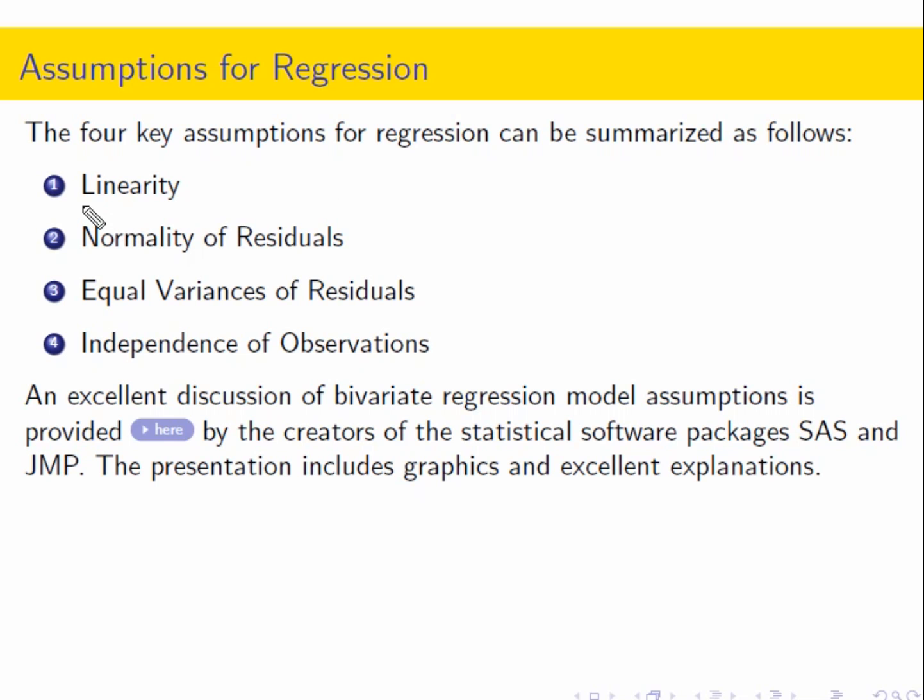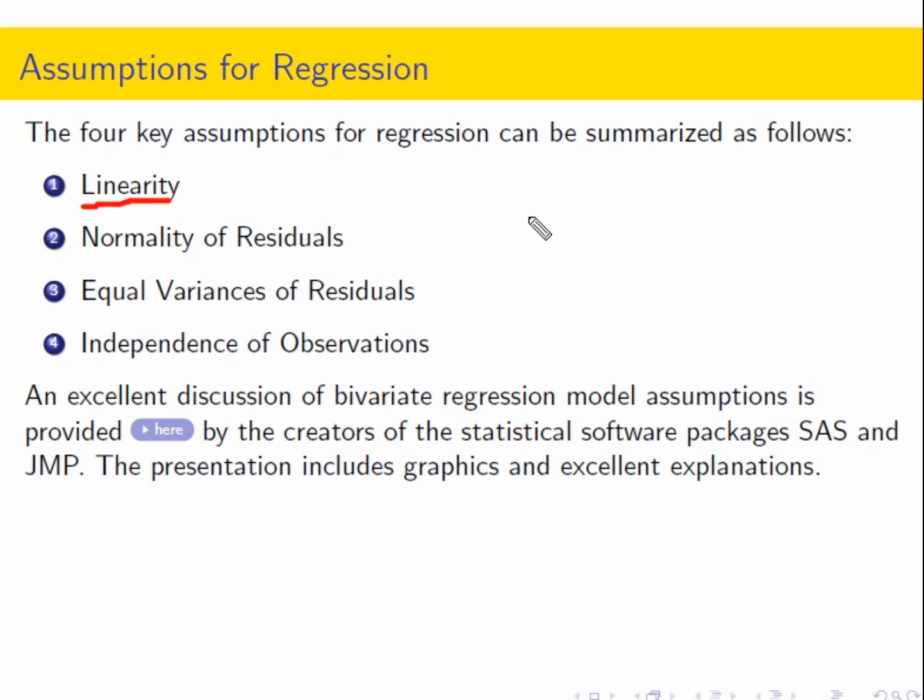So the first one is linearity, which makes sense. If we're going to do linear regression, we've got to have some evidence of a linear relationship. And specifically, we have to make sure that some curving pattern wouldn't be obviously better. We don't want a nonlinear one. We can do nonlinear regression, but if we're going to use linear regression, we need linearity.